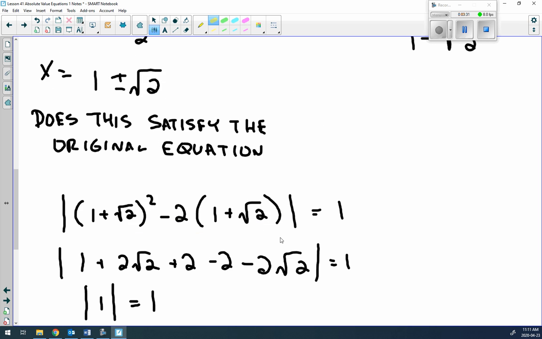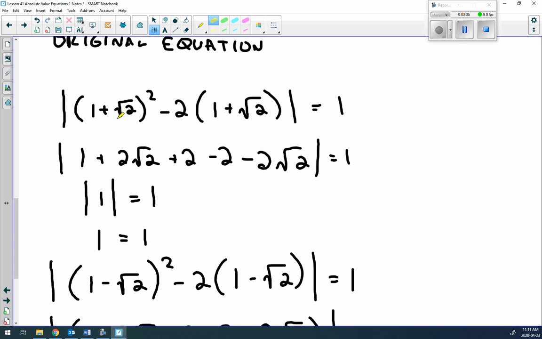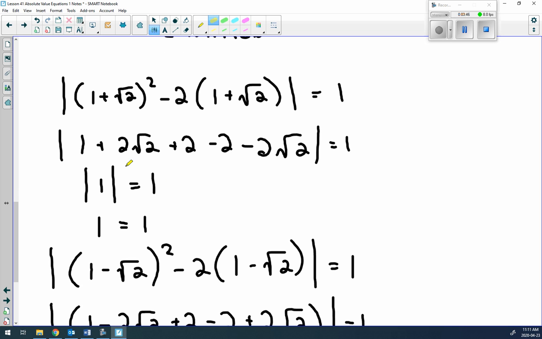So does this satisfy the original equation? So let's plug in 1 plus root of 2. So wherever we see an x, we replace it with that. And this is just two binomials. We could FOIL those together. This is just distributive property. So we just do that, and we end up with the 2 root of 2 and the 2 root of 2 cancel each other out. These 2's cancel each other out. We end up with 1, absolute value of 1 equals 1. Is that true? Yes, it is.